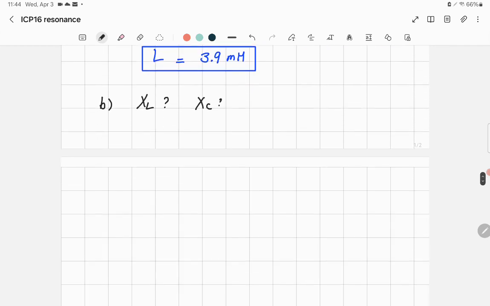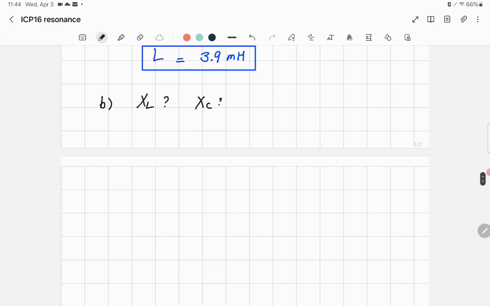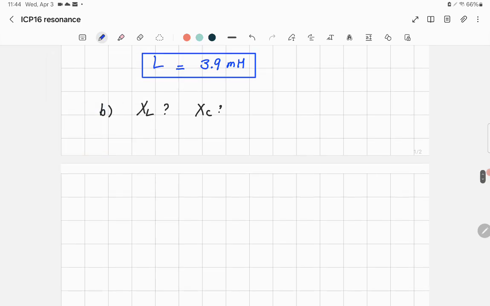How do you find the value of XL? We know that the equation of XL is equal to omega L, and you are calculating this at the resonant frequency, which is omega R. Let's go ahead and calculate it. Omega R is equal to 3600 pi, and L we already found equal to 3.9 millihenry, so multiply it by 10 to the power negative 3, and round the number, we'll find that it's almost equal to 44 ohm.